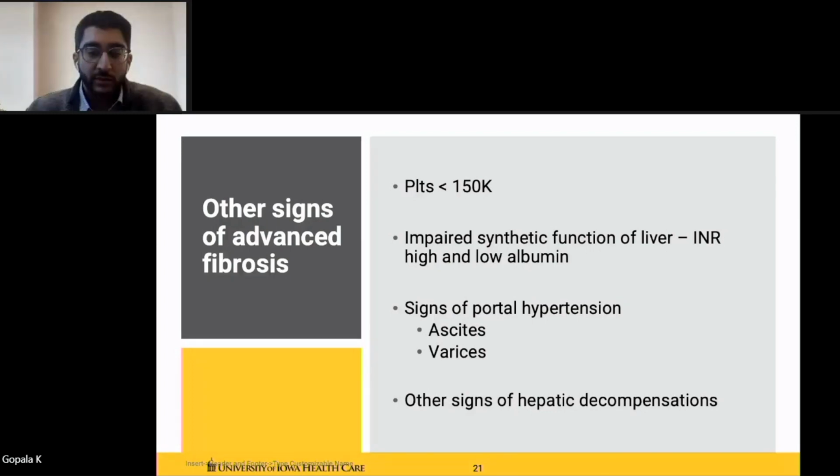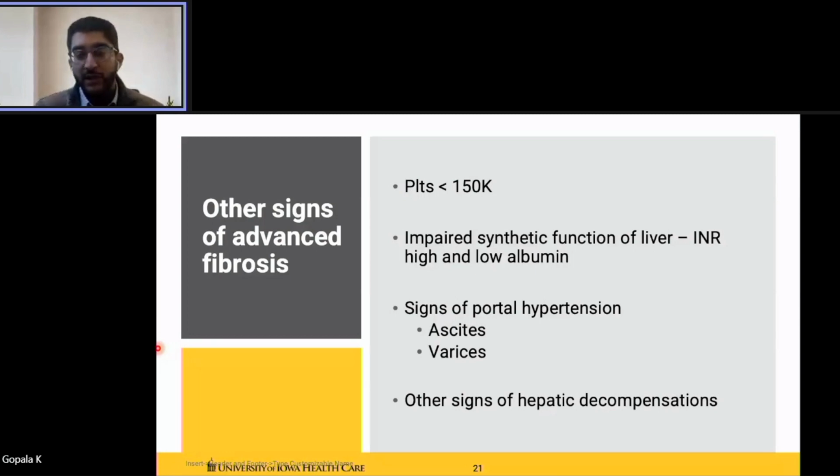So what are the other warning signs for referral, or just warning signs that you should think about in terms of advanced fibrosis? When you have advanced fibrosis or cirrhosis, there is portal hypertension that develops, and also there's impaired synthetic function of the liver itself. So the things that we look for are low platelets, which is kind of our poor man's biopsy. Essentially, if they have platelets less than 150, it correlates with splenomegaly and development of portal hypertension.